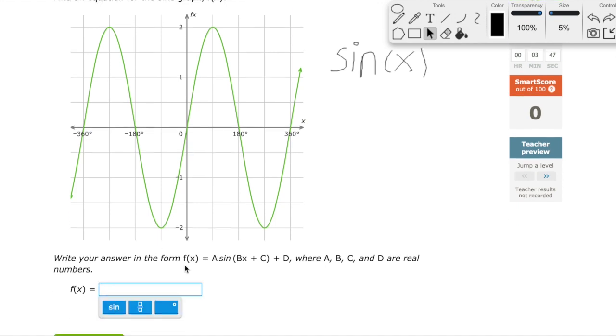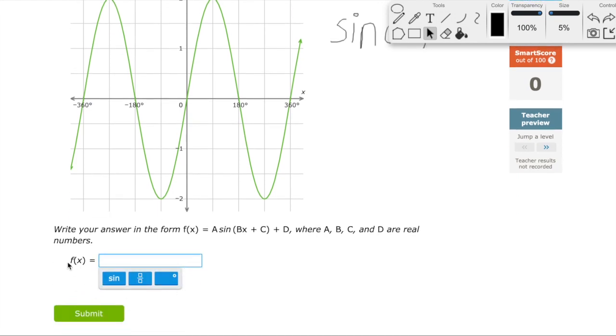So what I would type in here is, it already has the f of x for me, I would type 2, then sine, and then in the parentheses x. We didn't have any other changes here. b is still 1, so we don't even have to put it. We don't have a c or a d here.